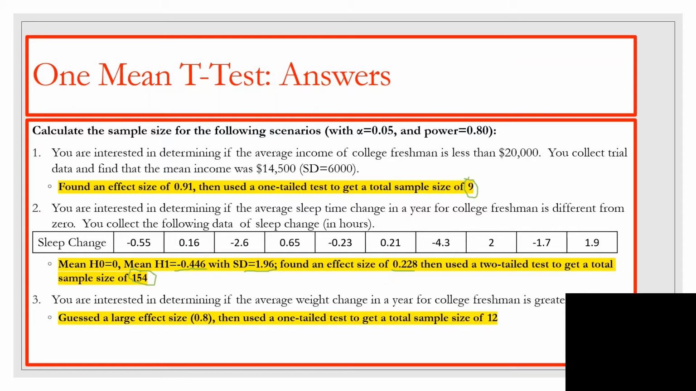For question 3, we're given no information, so we have to guess. So I guessed a large effect size and used a one-tailed test to get a total sample size of 12. I guessed a large effect because from anecdotal data, I know that students in college often have large weight changes their first year of college.